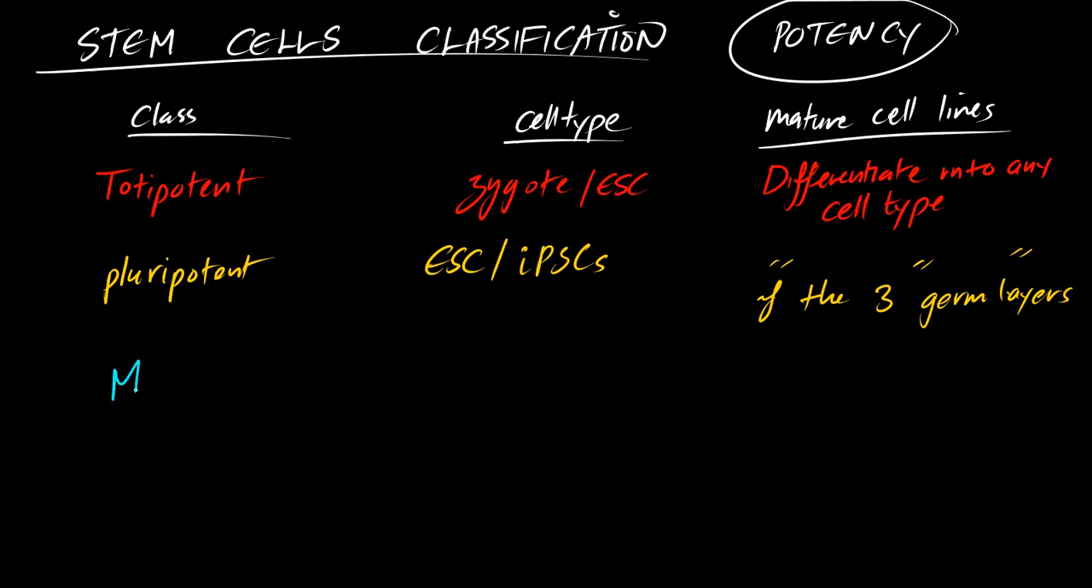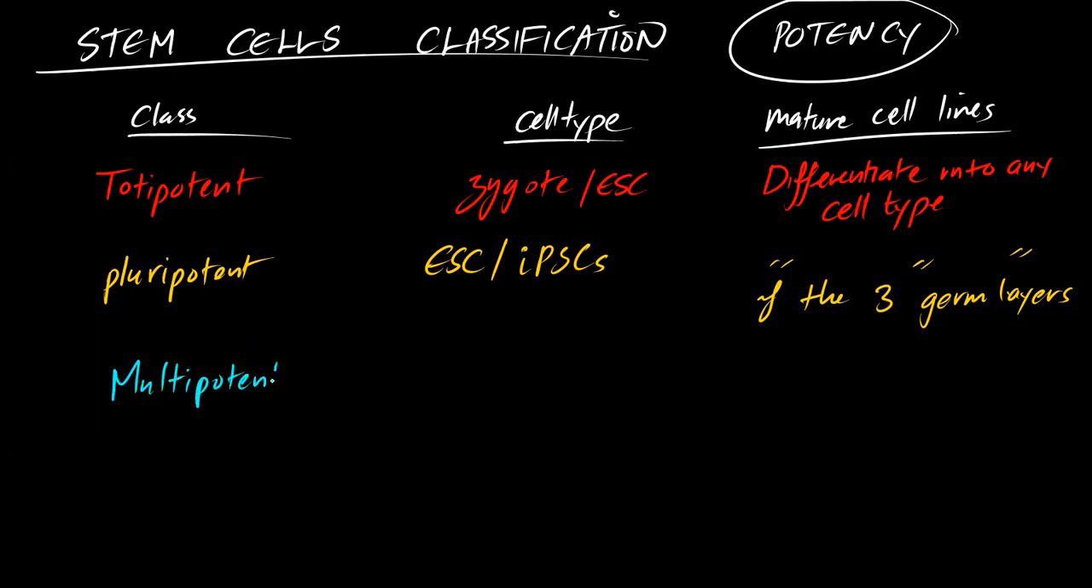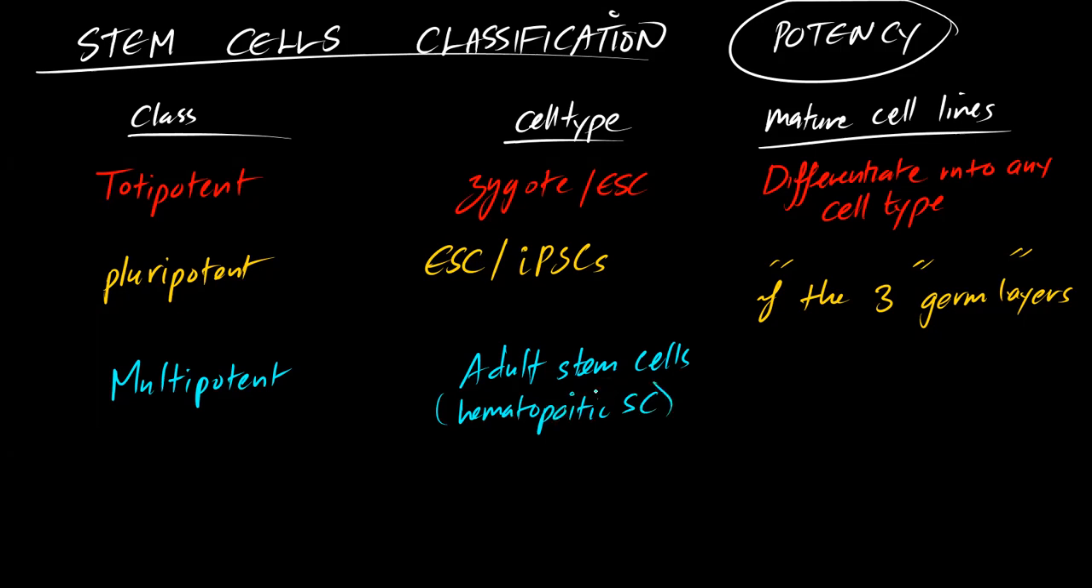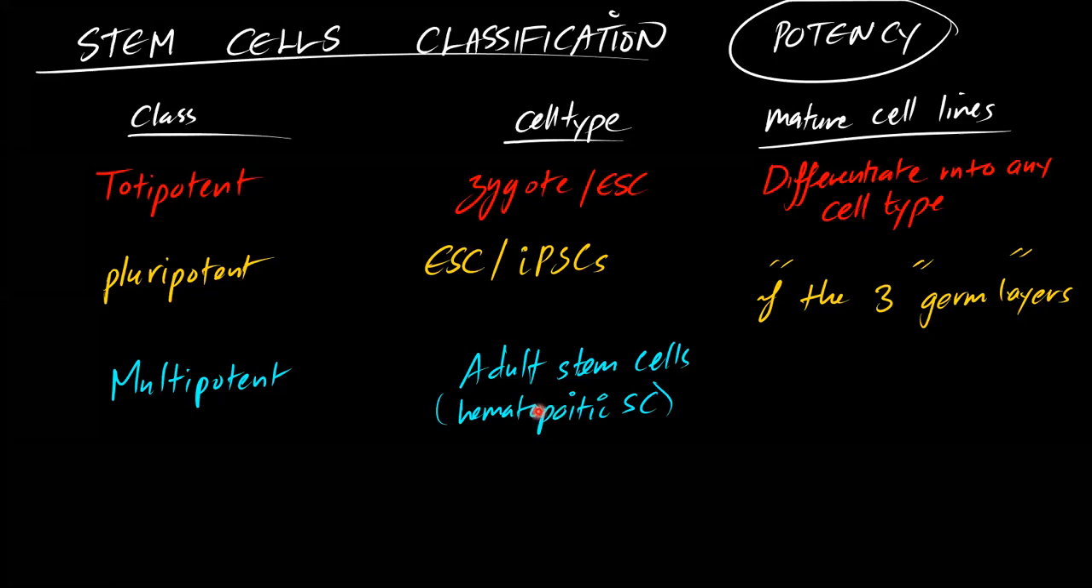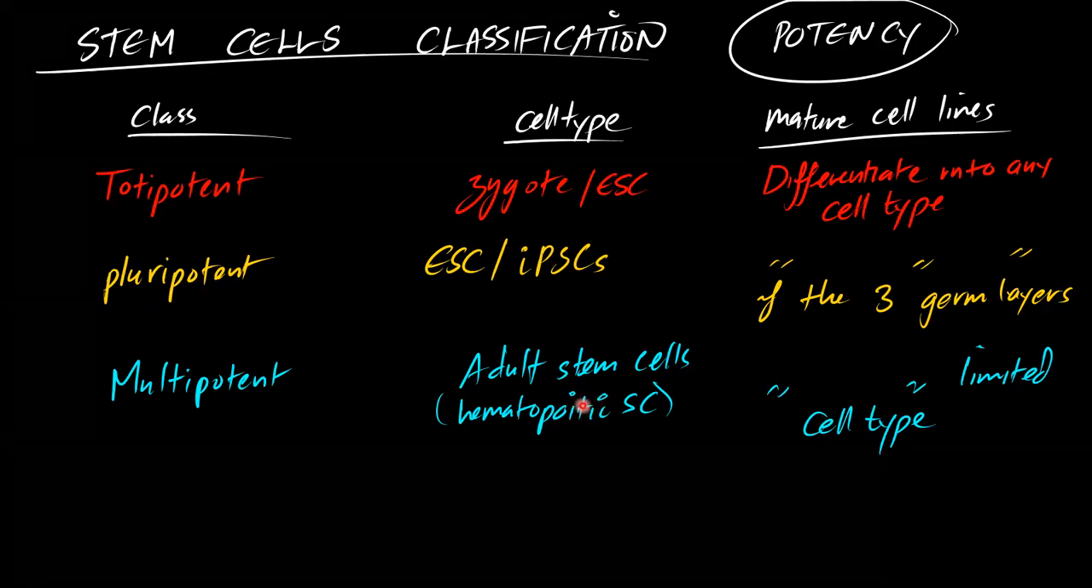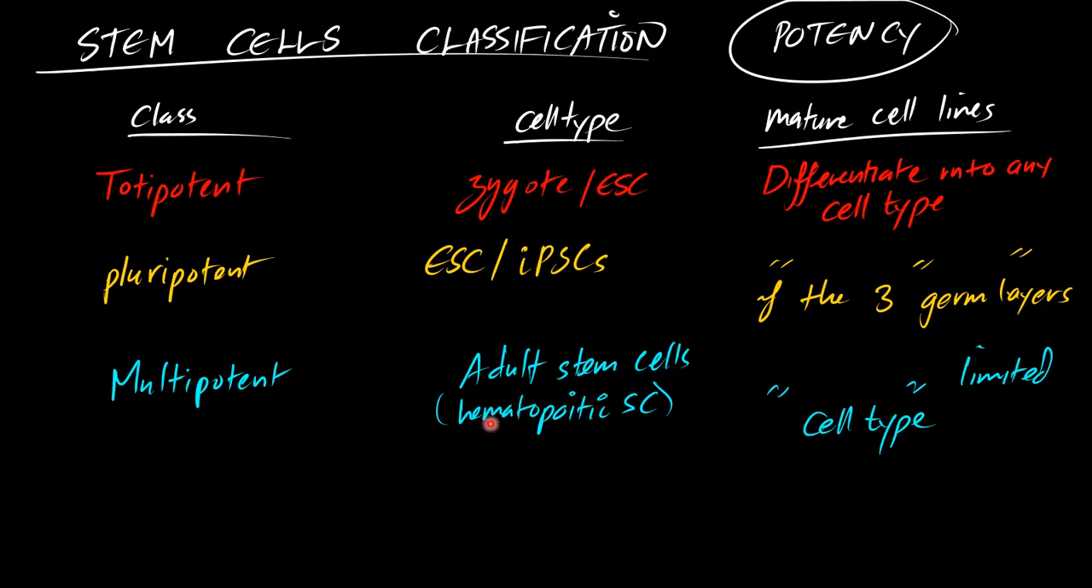We have also multipotent cells. They are less potent than pluripotent and totipotent. An example is the adult stem cells, for example hematopoietic stem cells. These are the cells responsible for making the cells of the blood. These cells differentiate into limited cell types. This type of stem cell can only differentiate into the cells of the blood, the red blood cells and the white blood cells.